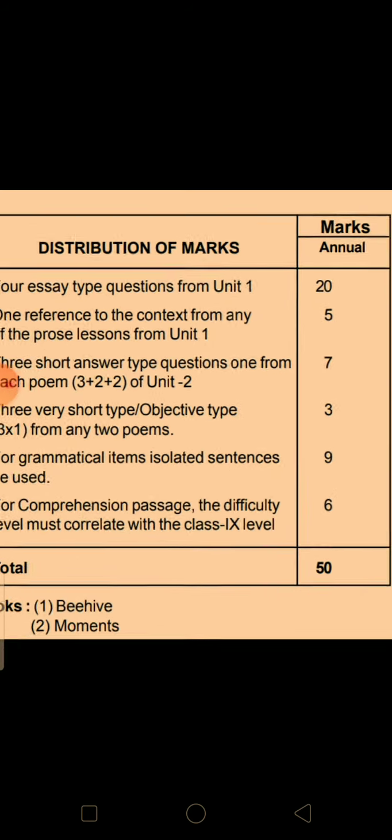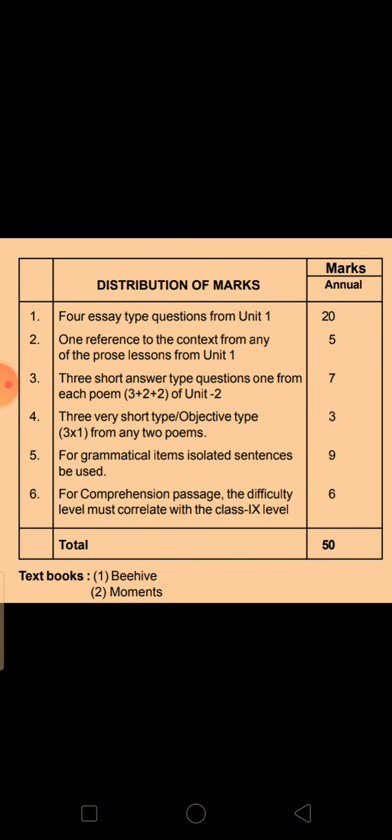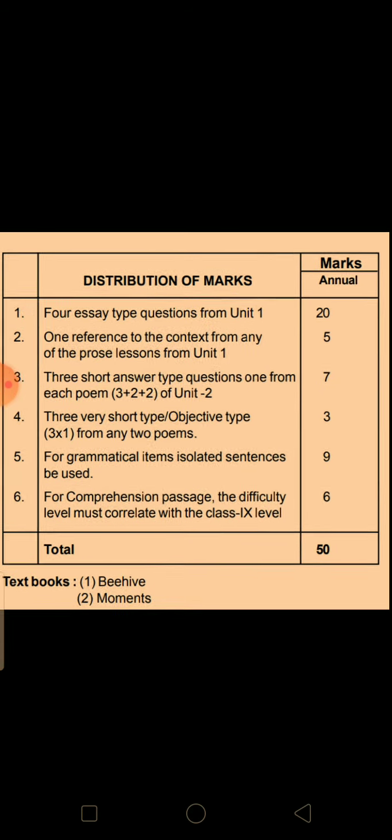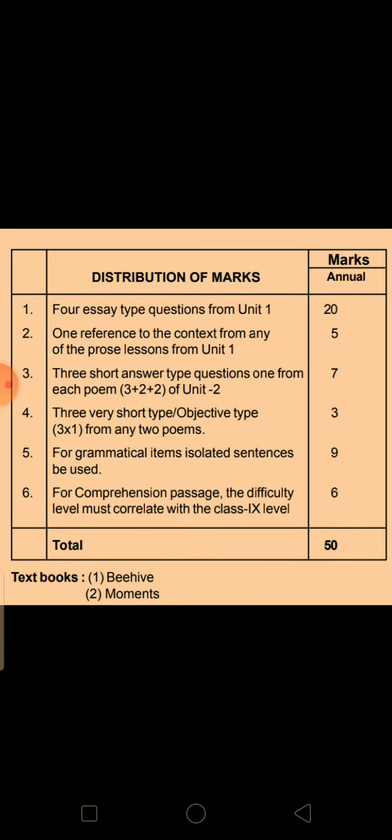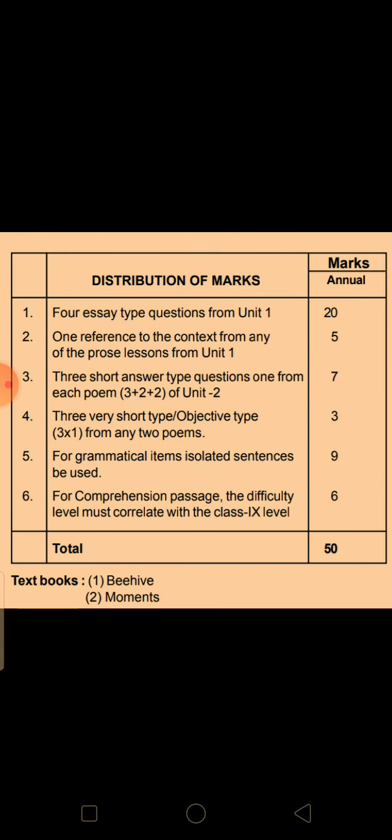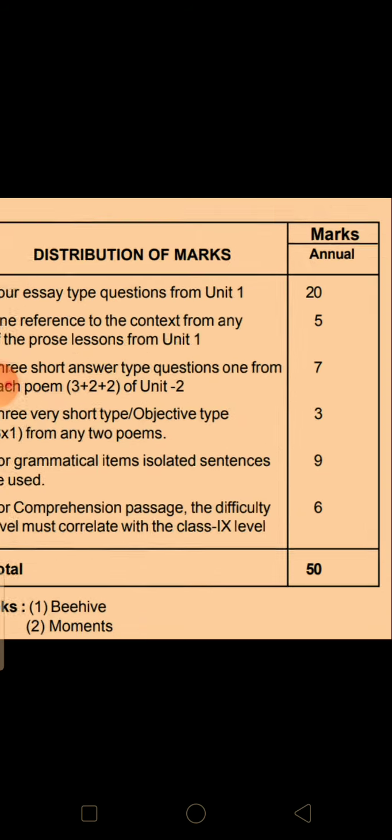We are talking about number 3. For grammatical items, isolated sentences are to be used, and they will give you some isolated sentences. It could be any that deals with determiners, prepositions, tenses, and articles. So that will be 9 marks.